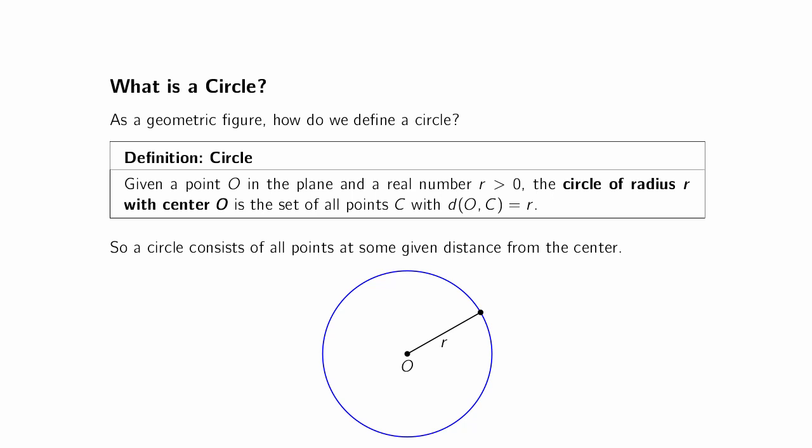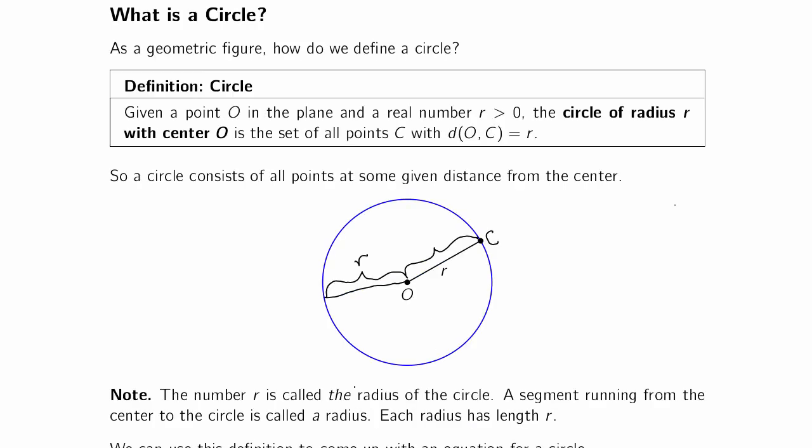Given a point in the plane and a real number, we say the circle of that real number radius, centered at that point, is just the set of all points so that the distance from the center to a point on the circle is the radius. So here we have a segment that's r units long. It goes from a center to a point on the circle, and we could pick any other point on the circle, and the segment connecting that point to O would also be r units long. They're all the same length.